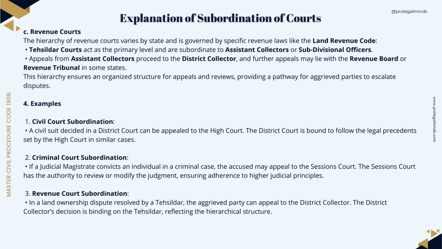4. Examples. 1. Civil court subordination. A civil suit decided in a district court can be appealed to the High Court. The district court is bound to follow the legal precedents set by the High Court in similar cases. 2. Criminal court subordination. If a judicial magistrate convicts an individual in a criminal case, the accused may appeal to the Sessions Court. The Sessions Court has the authority to review or modify the judgment, ensuring adherence to higher judicial principles.